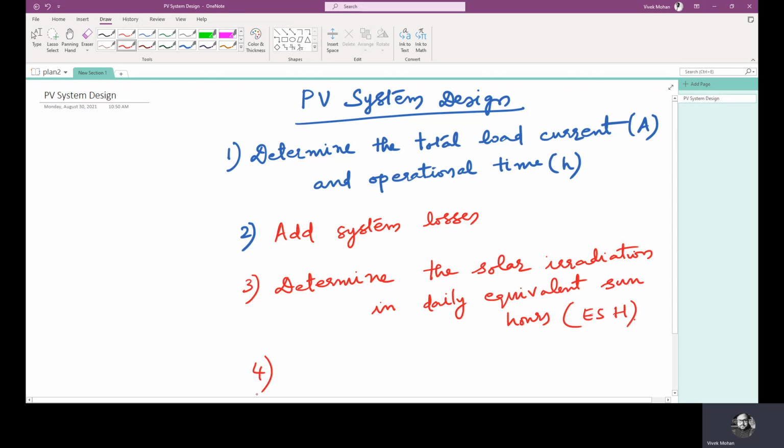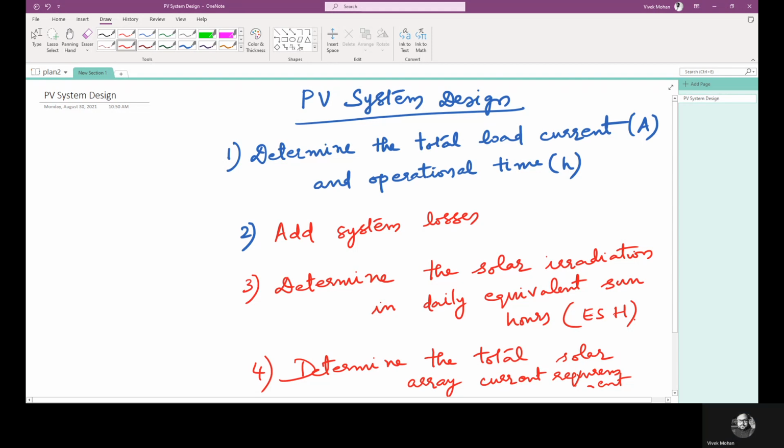Now determine the total solar array current requirement. Based on that we can decide how many panels should be connected in series and how many panels should be connected in parallel. You should know the voltage requirement also, the rated voltage requirement.